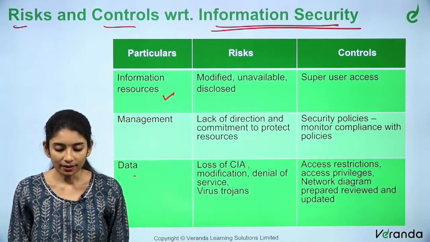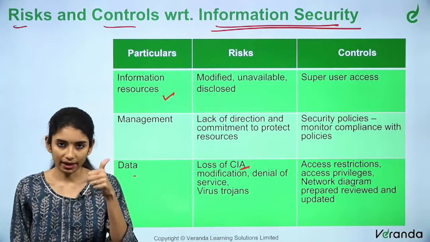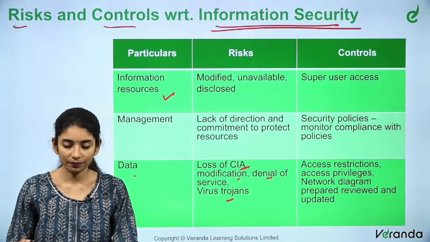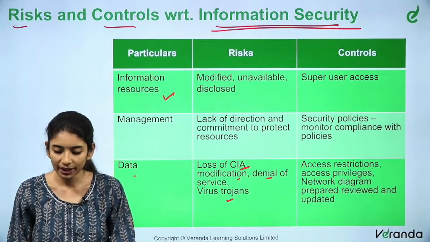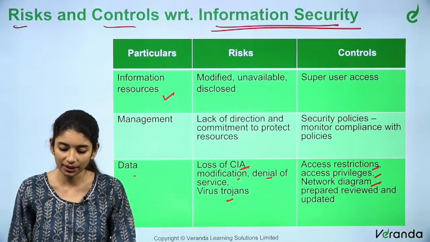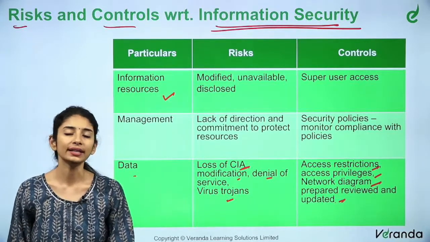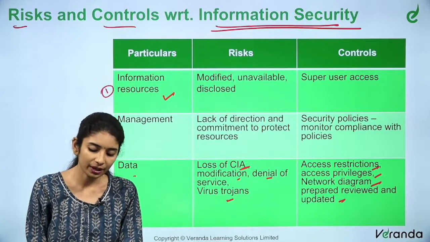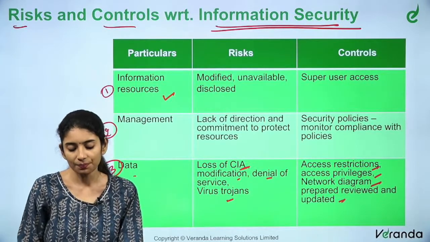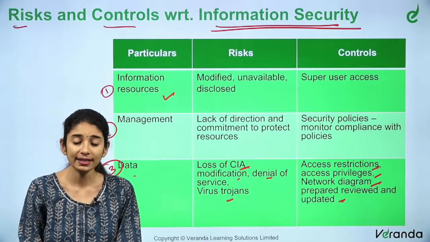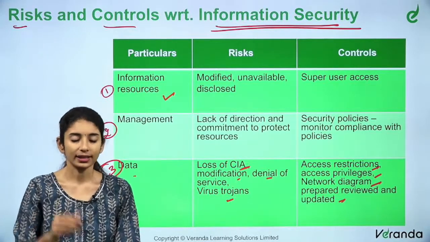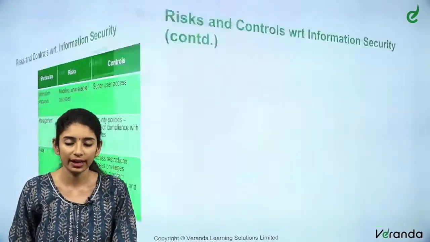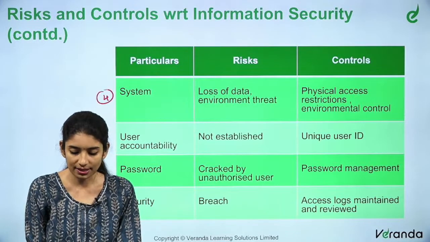Data: loss of CIA, loss of confidentiality, integrity, availability, modification of data, denial of service, and inserting virus in the data. The controls could be access restrictions, access privileges, have a network diagram, review it, and update the network diagram. So information resources, management, if you remember the particulars, you will be able to remember the risks and controls as well. First is information resources, next is the management, third is the data which is there in the resources, fourth is the system.